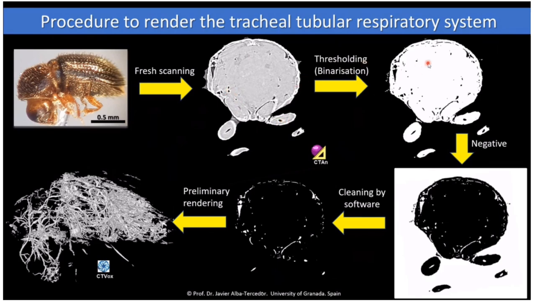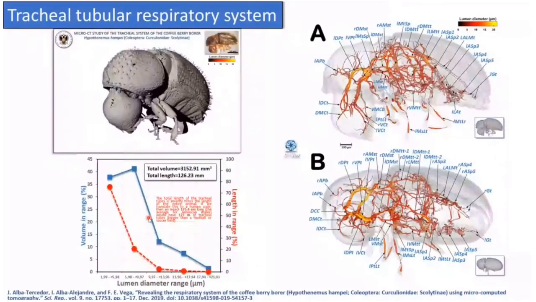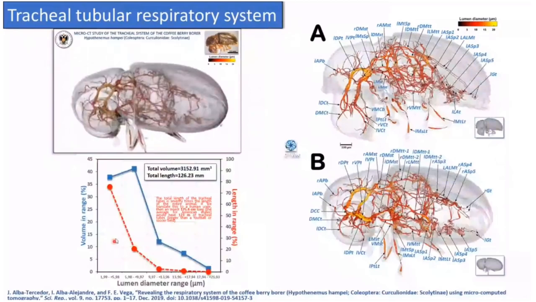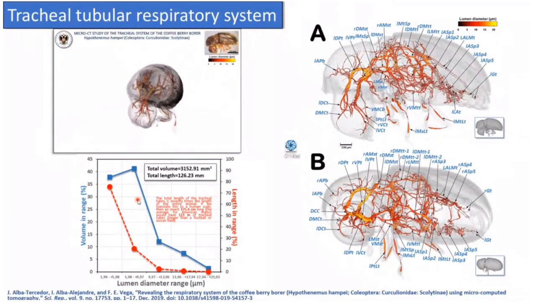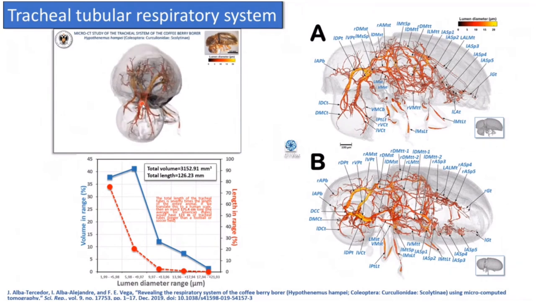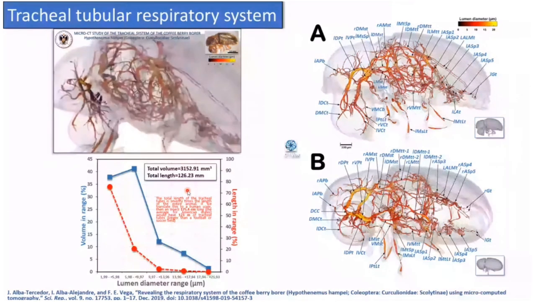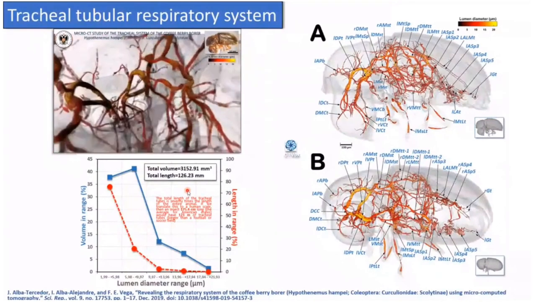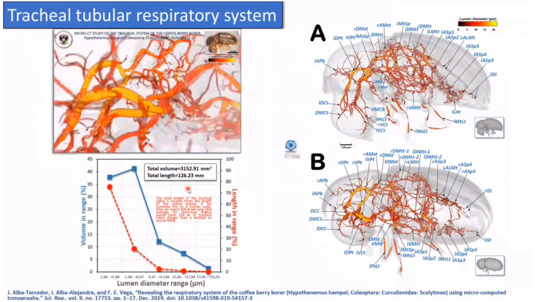We did this procedure with CT analyzer, linearization. We cleaned all the dust that appeared, the artifacts, and the preliminary random. And we start to see here with CT box how it looks. After cleaning it properly, we could even represent the different tubes in different colors according to the lumen diameter. And we calculated even the total length. As a curiosity, if we compare the total length of tube of this animal with a normal man, it should have around 123 meters, which is more than a football field. Here you can see how it looks.